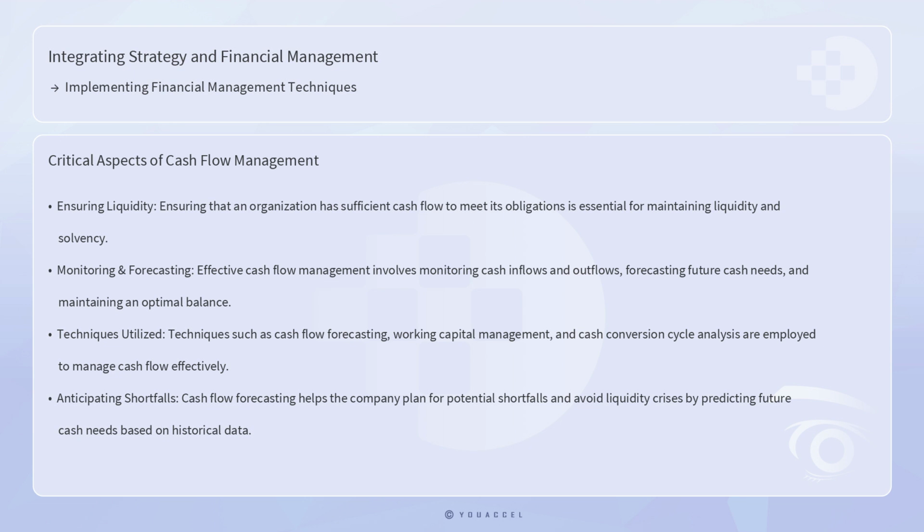Techniques such as cash flow forecasting, working capital management, and cash conversion cycle analysis are employed to manage cash flow effectively. For example, a company might use cash flow forecasting to predict future cash needs based on historical data and anticipated changes in revenue and expenses. This information helps the company plan for potential shortfalls and avoid liquidity crises.